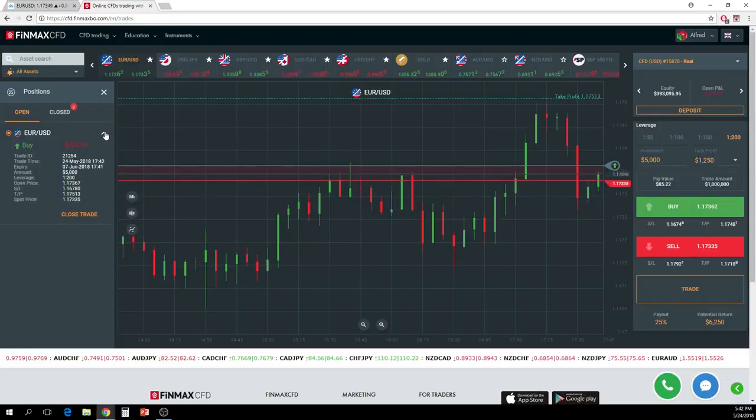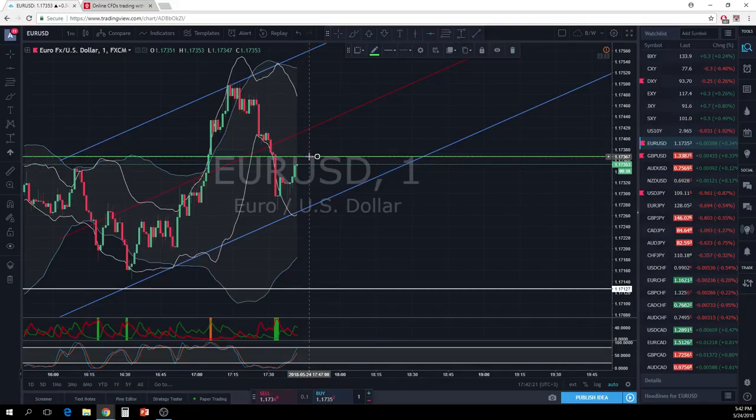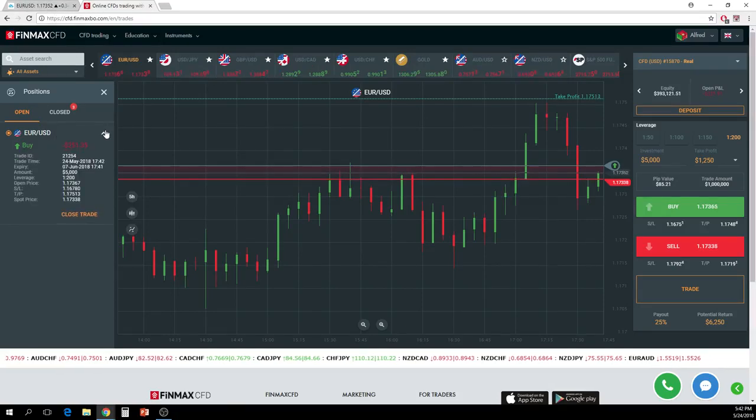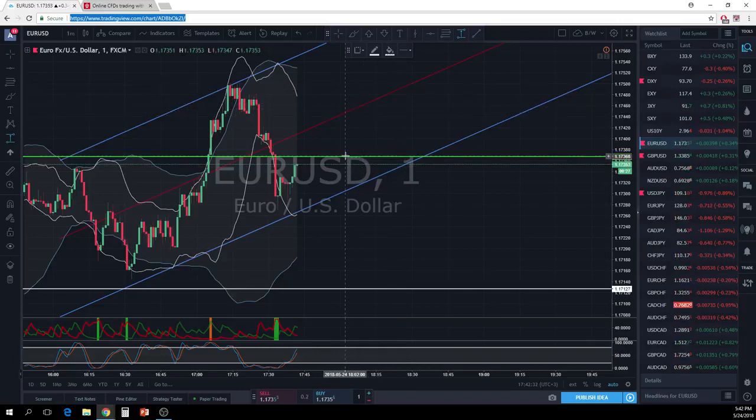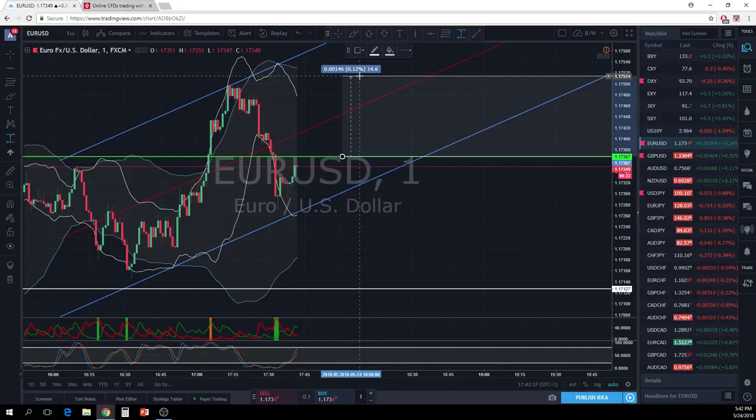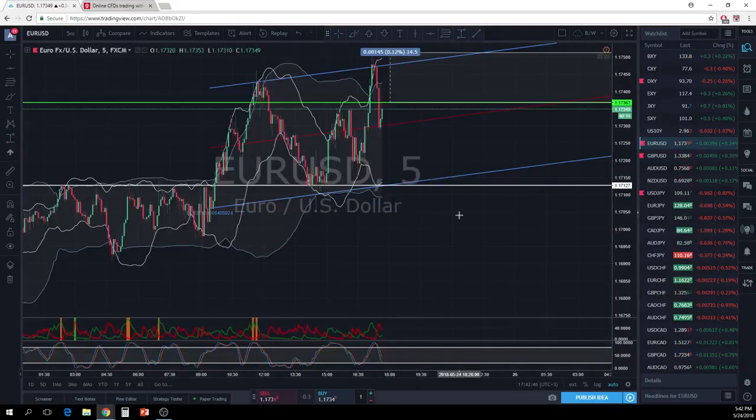Okay, let's take a look. 367, that's where we opened it. And take profit being at 513. So a lot of pips, almost 14 and a half pips away. Take a look at the 5 minutes right here.